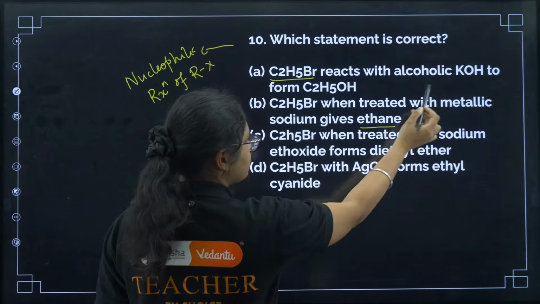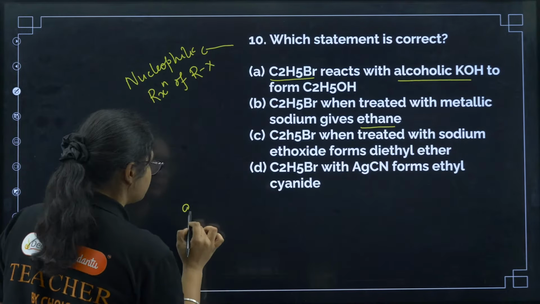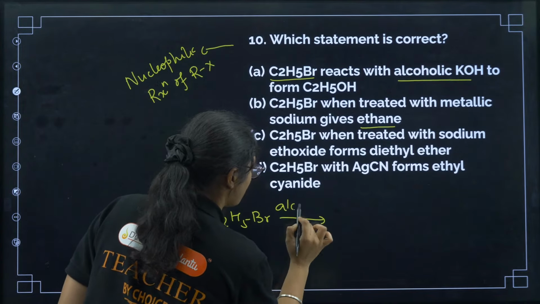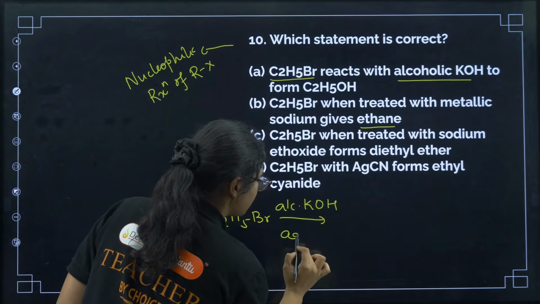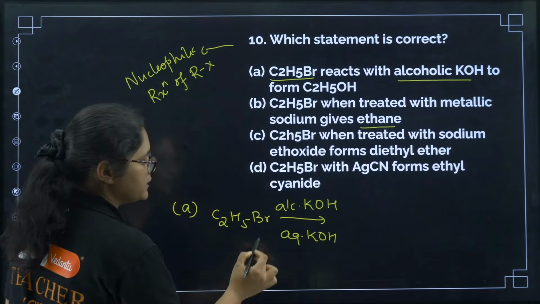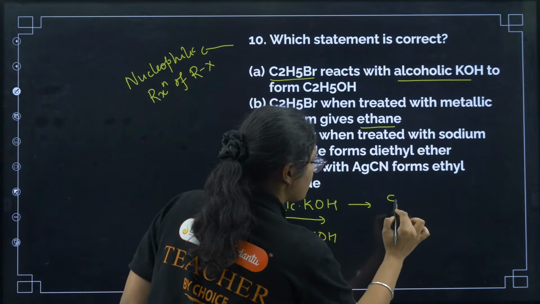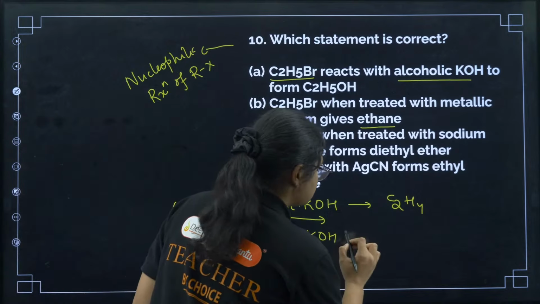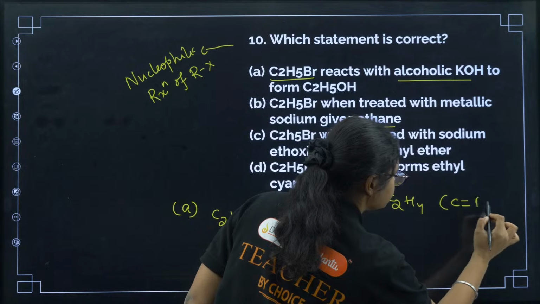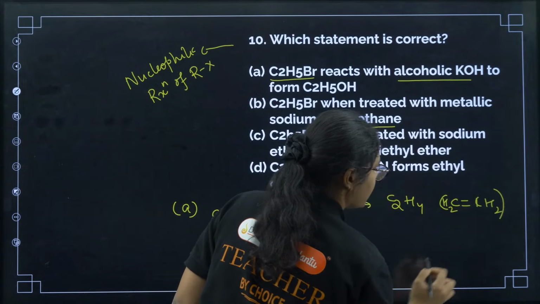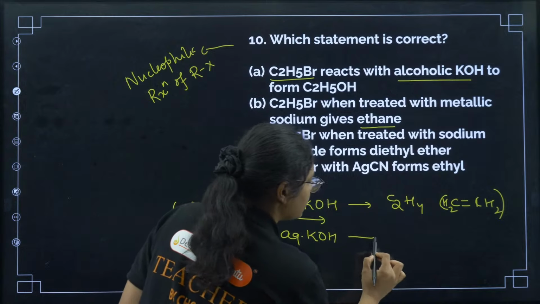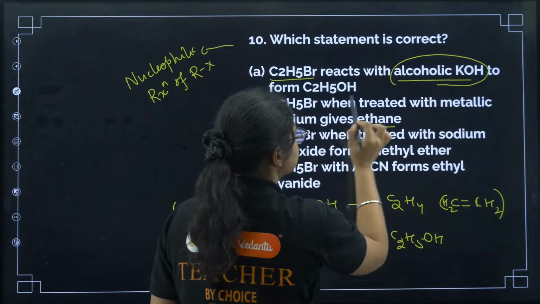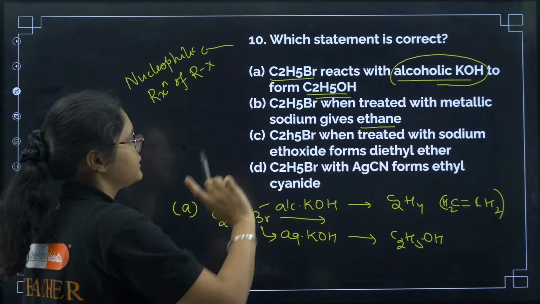See, when C2H5Br is reacting with alcoholic KOH, option number A. Remember the difference. We have aqueous KOH and alcoholic KOH. If it is alcoholic KOH, the product formed here is C2H4. Okay, there will be double bond formation. But if you use aqueous KOH, then you will get C2H5OH. But here what is given? Alcoholic KOH. So this one will produce ethene. So that is why this statement is wrong.